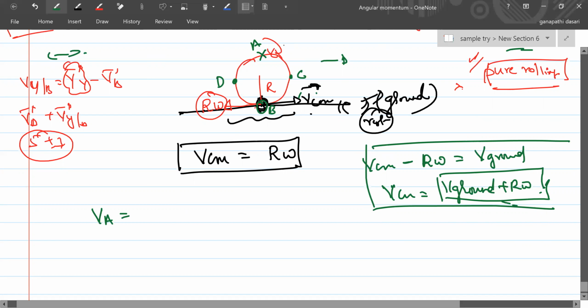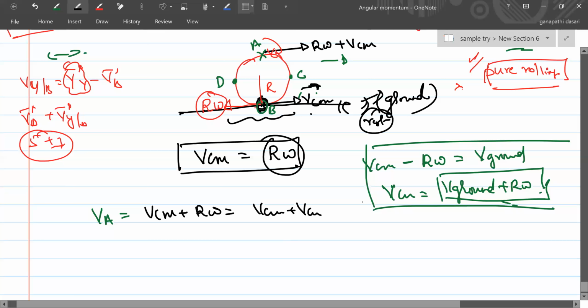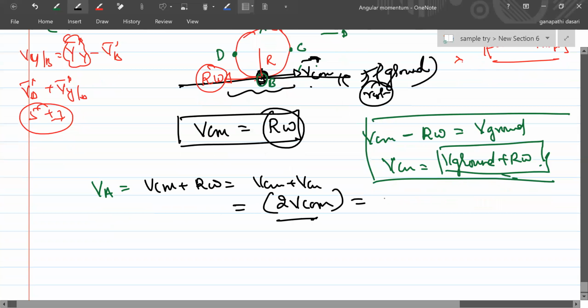The velocity at the top will become: this will have r omega, and v center of mass is also in the same direction, right? That is v center of mass plus r omega, which is v center of mass plus v center of mass, because r omega is v center of mass in magnitude. So 2 v center of mass. The top point will have 2 times the velocity of center of mass. Otherwise, you can also write it as 2 times r omega. Got it? Velocity of the bottommost point will be 0.